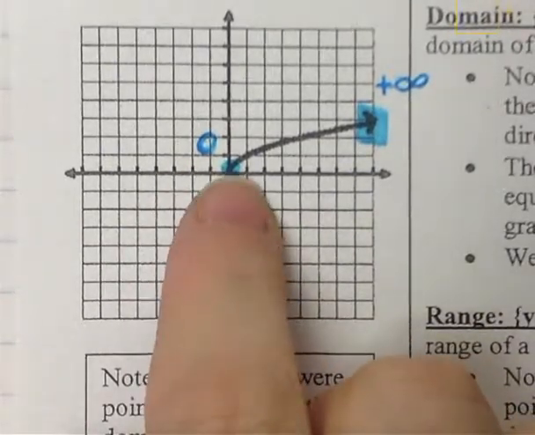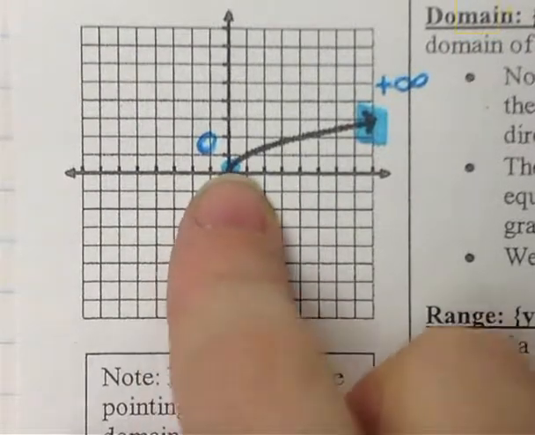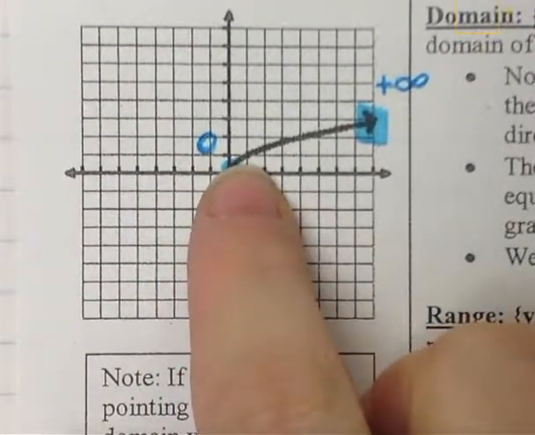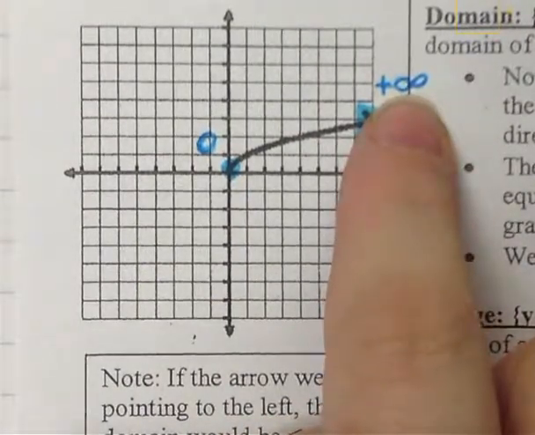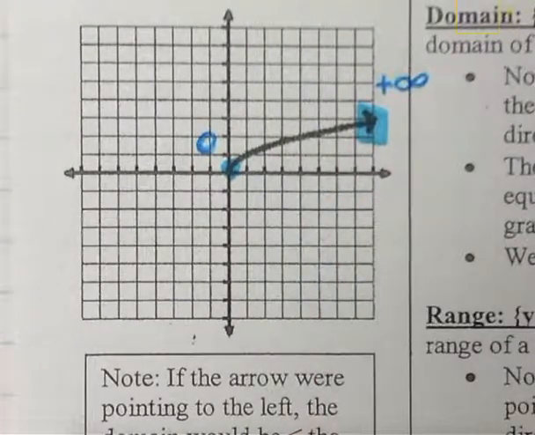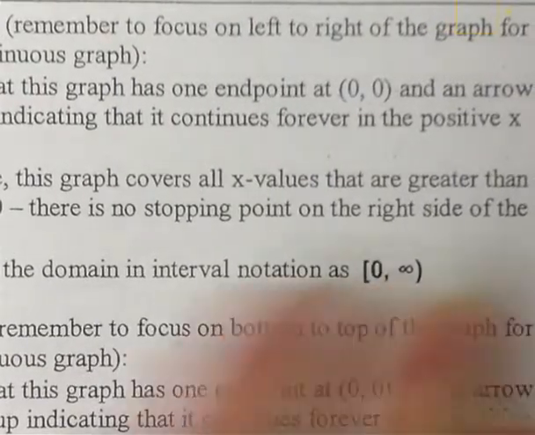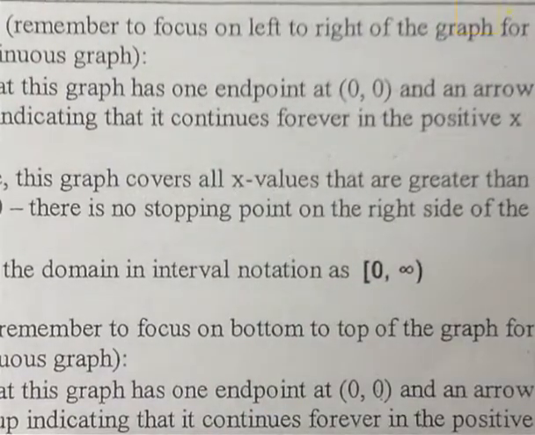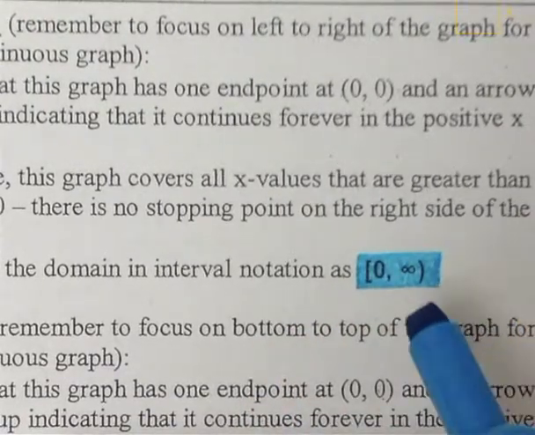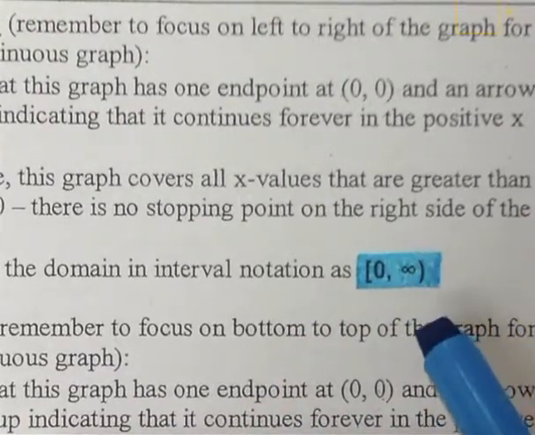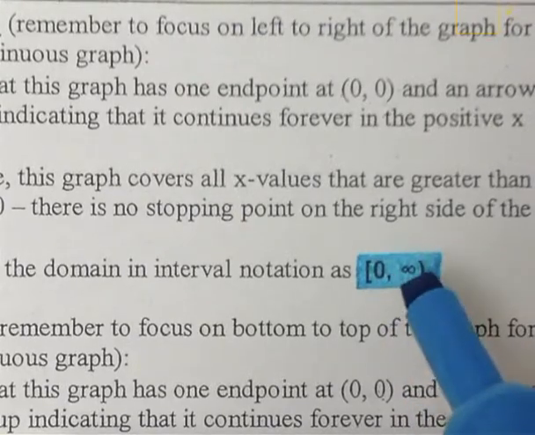It is closed at that coordinate because it is actually stopped there. Then we want to write our highest value, which will be that positive infinity. Positive infinity can never be reached, so that will be an open bracket. So when we look at our domain in interval notation, we write it as close bracket 0, comma, infinity, open bracket. You can put a positive sign with that infinity to remind yourself that this is a positive infinity.